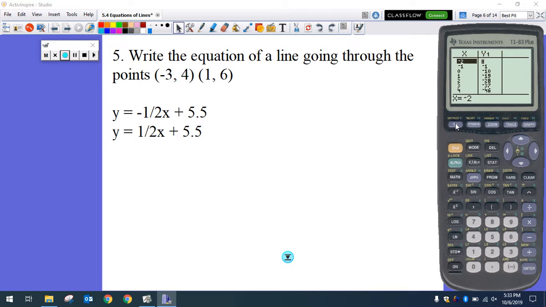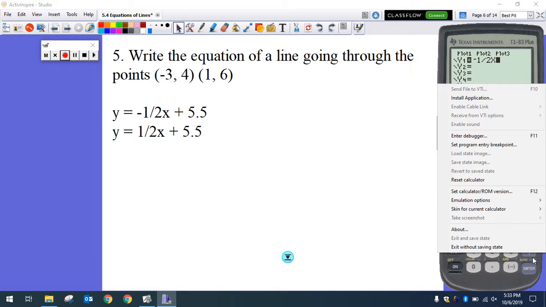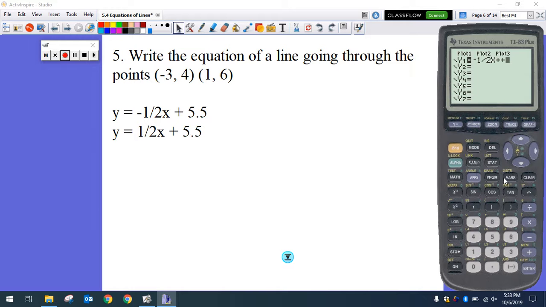All right, next. Again, we want to find both ordered pairs. So I have negative 1/2 x plus 5.5. And let's do second graph. Negative 3, 4, no, it's negative 3, 7. So that's not right. So B is the right answer here.